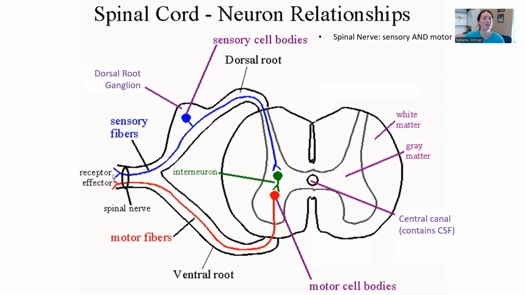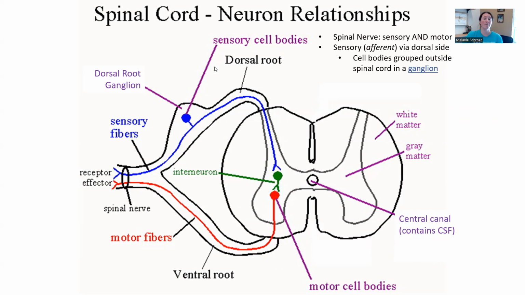Once again, spinal nerves contain sensory and motor. Dorsal roots contain just sensory. Ventral roots contain just motor. Interneurons are in between. Synapses occur within the gray matter. The white matter, these are myelinated tracts, which are carrying long distance information to and from the brain.